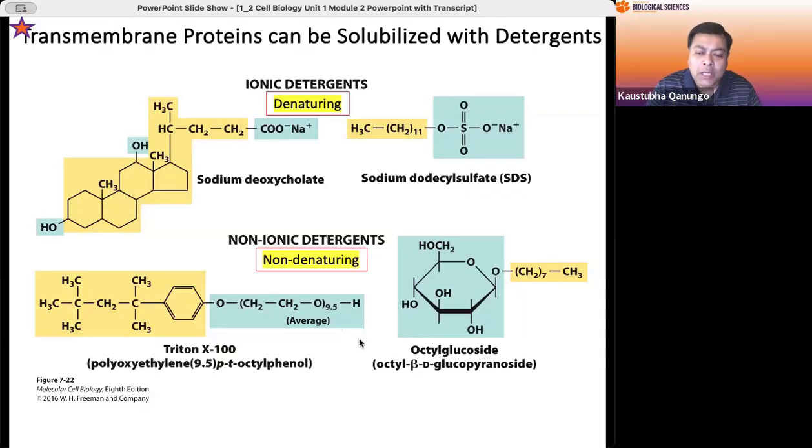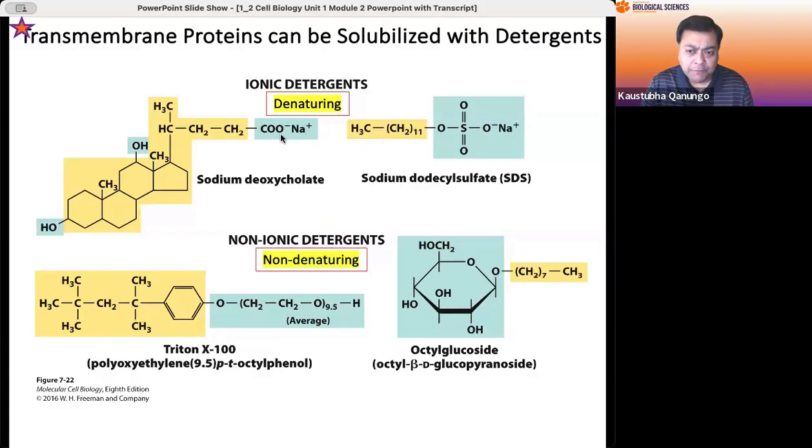Whereas there are other types of detergents which are non-ionic detergents, for example, Triton X-100 or octyl beta-D-glucopyranoside, commonly known as octyl glucoside. So here you can see that there are no charged groups, but just remember how this works. This blue part right here is the hydrophilic part. On the other hand, this yellow part is the hydrophobic part. Here, the blue part is hydrophilic. This part is hydrophobic. In the same way, the hydroxyl, as well as Na plus and COO minus, are the hydrophilic part.